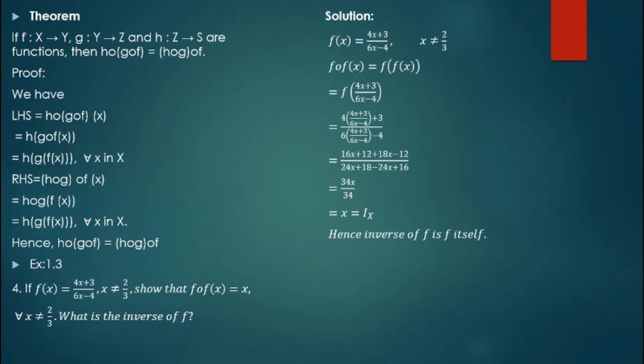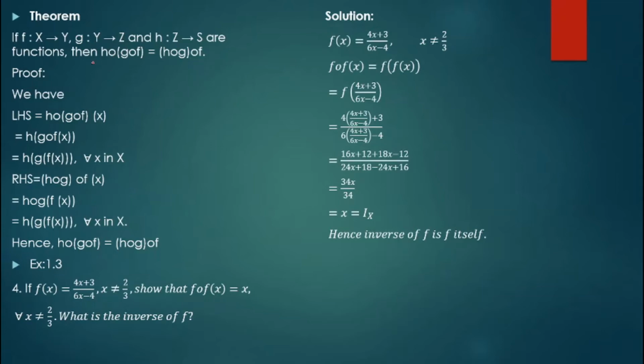Okay, next I will go through a simple theorem. So here what we have: if f from X to Y, g from Y to Z, and h from Z to S are functions, then what you're supposed to prove? h o (g o f) equal to (h o g) o f. Let's see how it is.